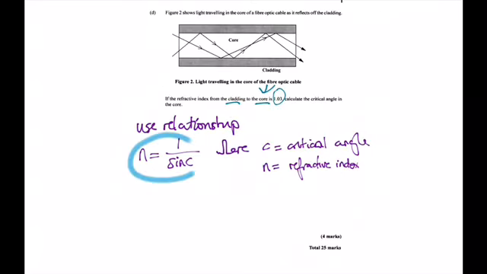Yeah, so you're just going to use this relationship where n here represents the refractive index. Refractive index is 1 over sine c. Substitute, see what you get, and put your answers in the comments.